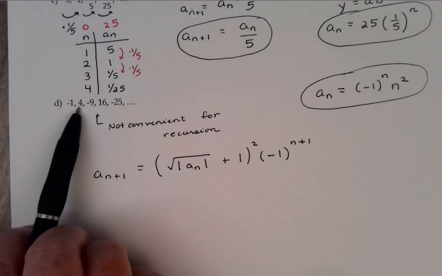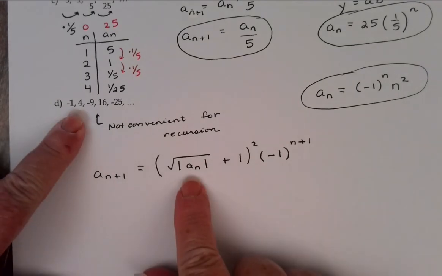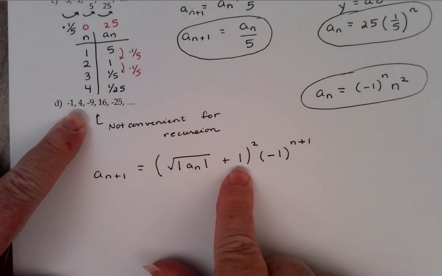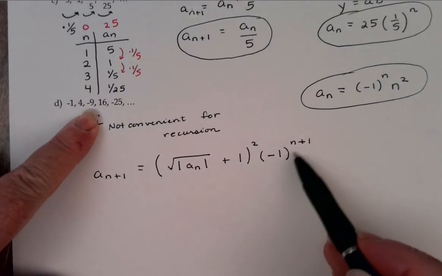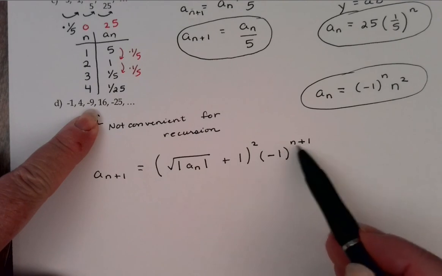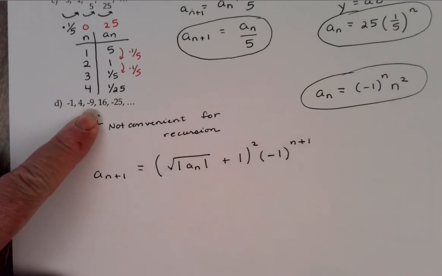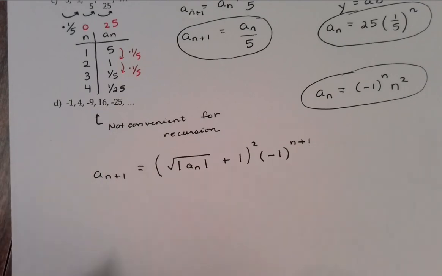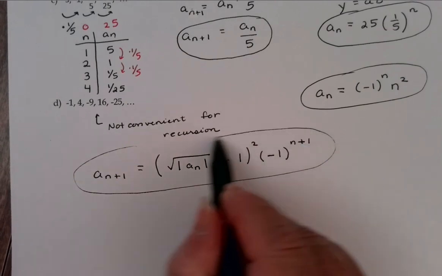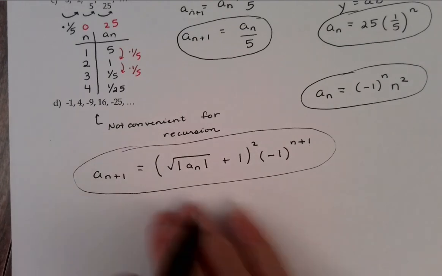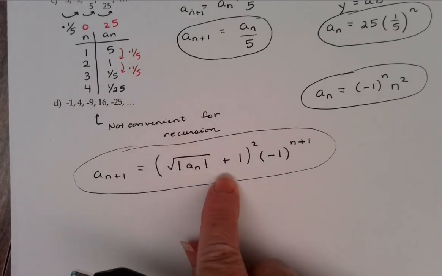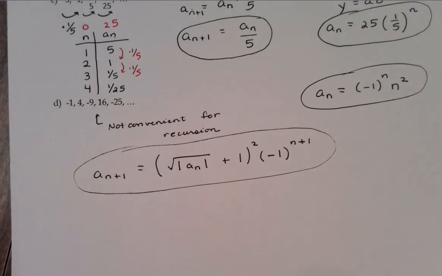And I'm going to start with the second term, the 4. Okay. If I take the square root of 4, that's 2. 2 plus 1 would be 3. 3 squared would give me the 9. And then if n is 2, 2 plus 1 is 3, -1 to the third would make that 9 negative. So it does work, but the fact that I've actually used n in the formula makes this kind of a hybrid. It's part recursion. This part is definitely a recursion formula, but this little piece is actually an explicit piece of the formula as well. So it's kind of a mixture.